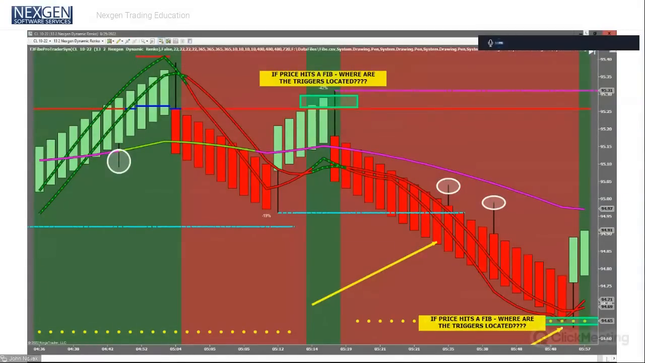Now, it doesn't mean it won't break it or keep going. It could do whatever it wants to do. That's not the point. When you get there, you have to respect it further because of the location of the bars relative to the small triggers. Does that make sense?